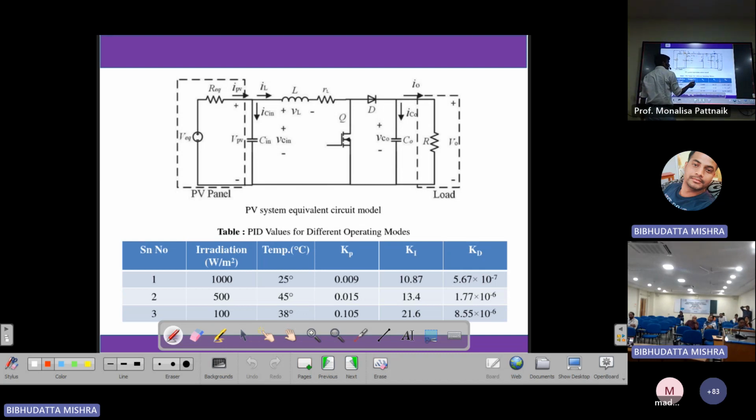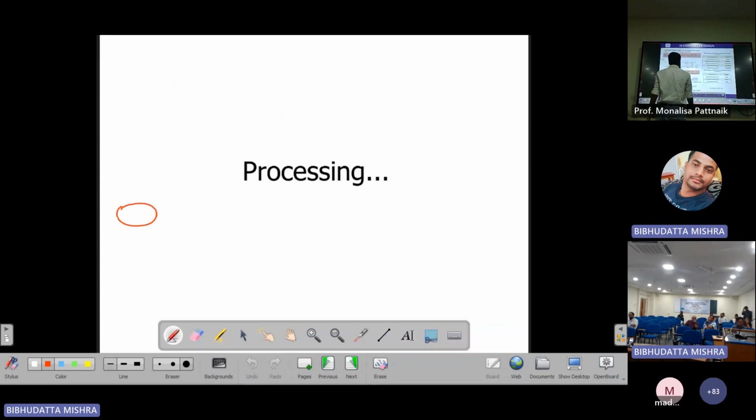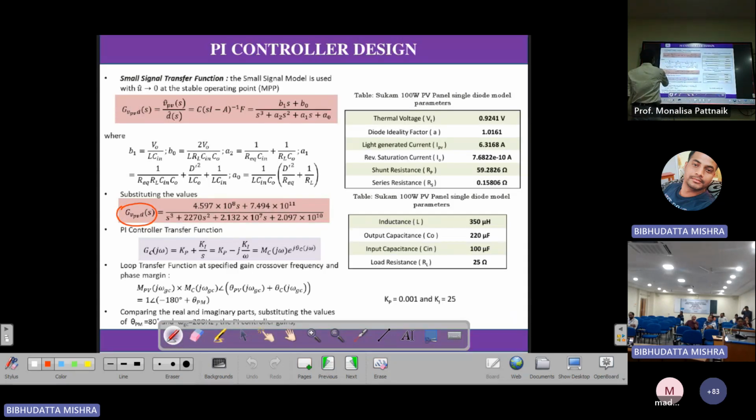Then you can use any averaging technique, either state space averaging or circuit averaging, to find out this GPV by D. The same way we did it here, and this was the GPVD. After that there are n number of ways you can design the PI controller. That is one of the methods we did, using the frequency domain specification. But the point is not that.